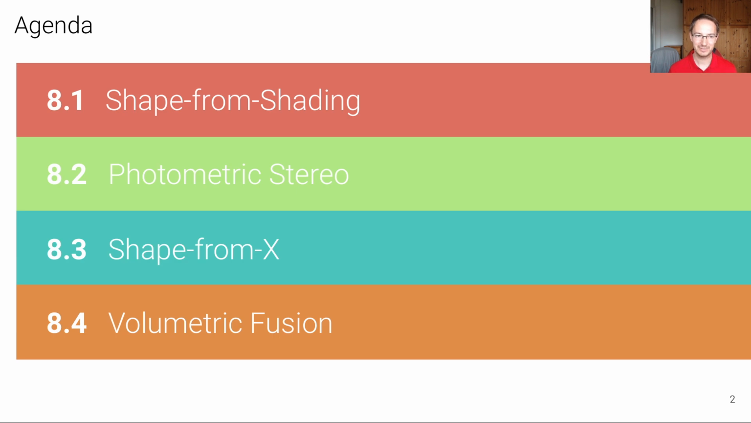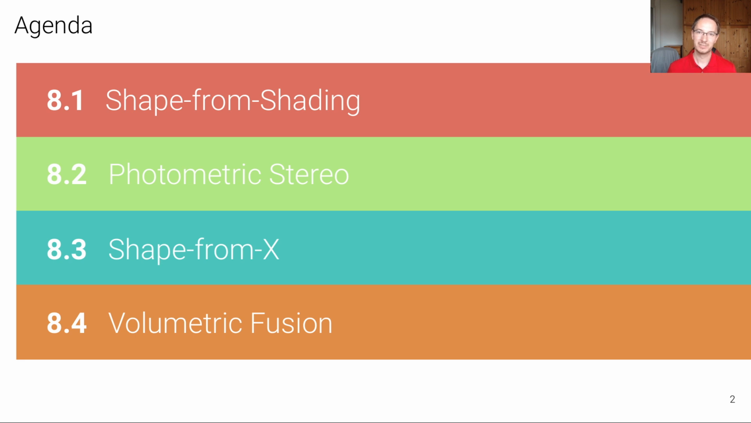This lecture is divided into 4 units. In the first unit, we're going to discuss shape from shading, a technique that allows to reconstruct 3D information even from a single image. In the second unit, we're going to cover photometric stereo, which is a generalization of shape from shading, if you will, to multiple observations where the camera is kept fixed, but we are illuminating the scenes with different light source, with different illumination conditions.